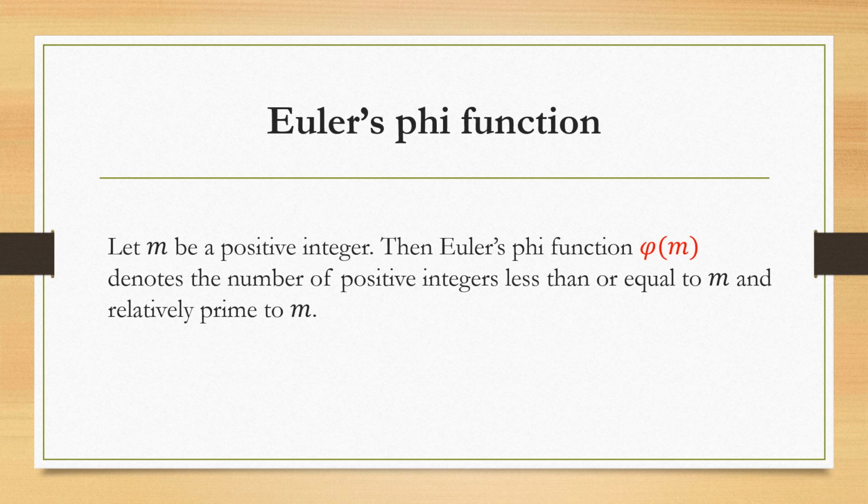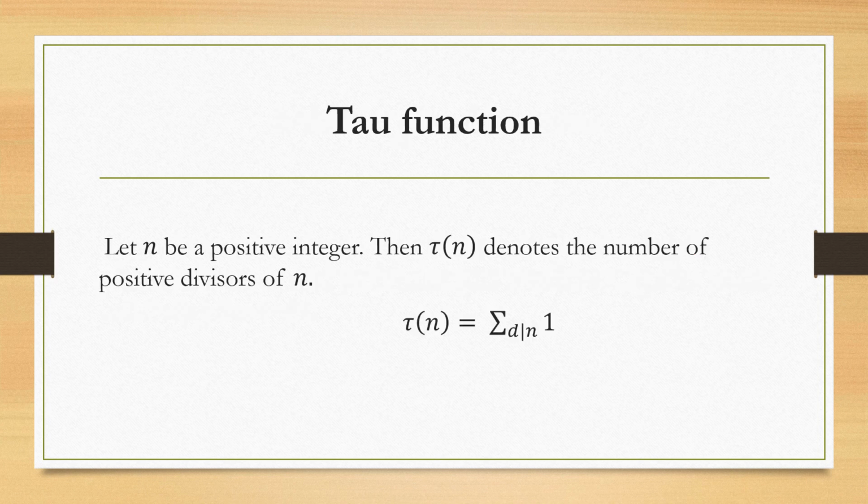So first let's have a look at Euler's phi function. Let m be a positive integer. Then Euler's phi function phi of m, this is the notation used for the phi function, denotes the number of positive integers less than or equal to m and relatively prime to m. Next is the tau function. Let n be a positive integer, then tau of n denotes the number of positive divisors of n. So this is how I denote the tau function.